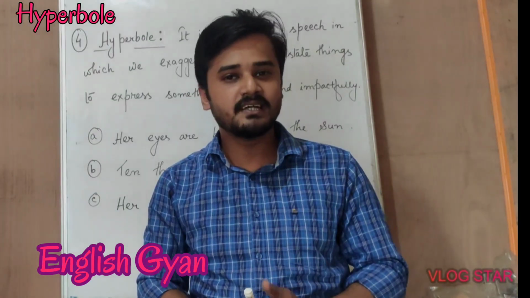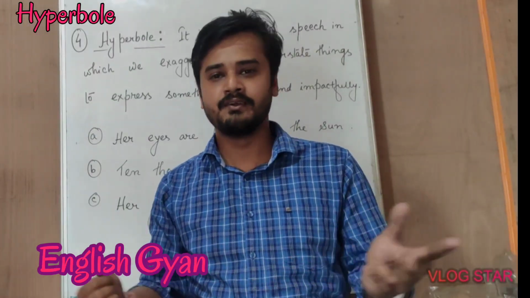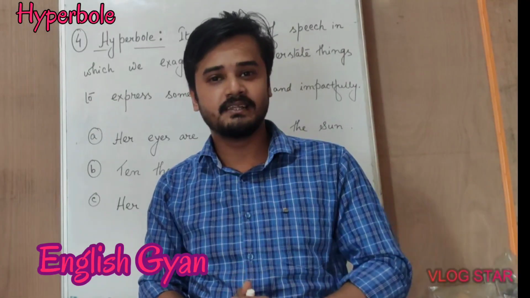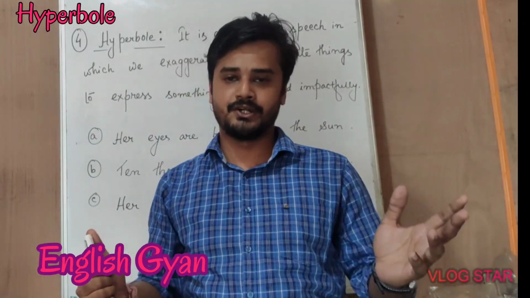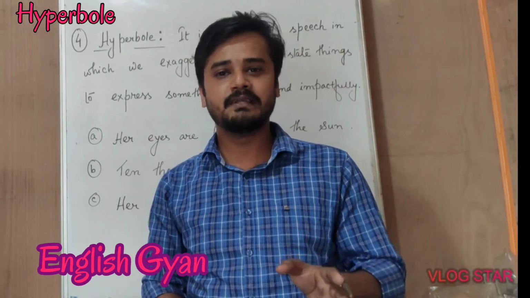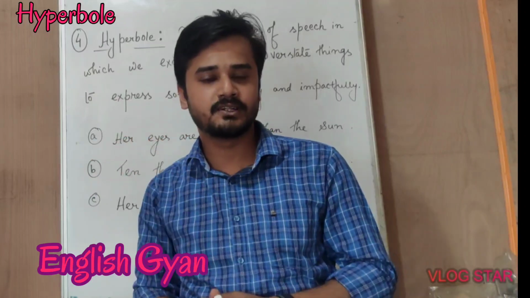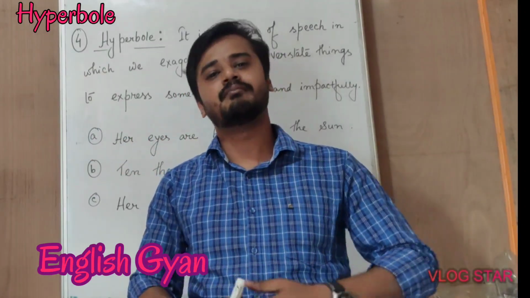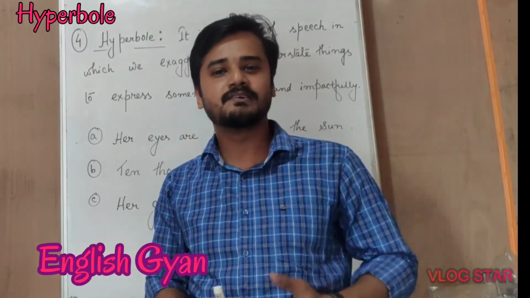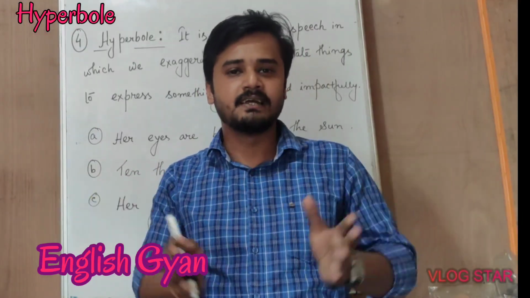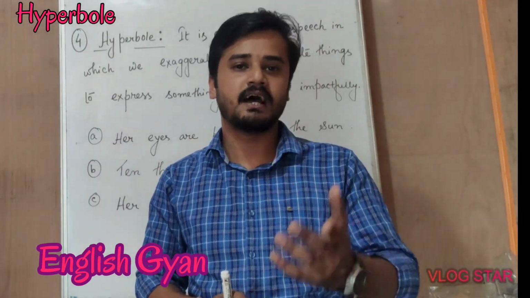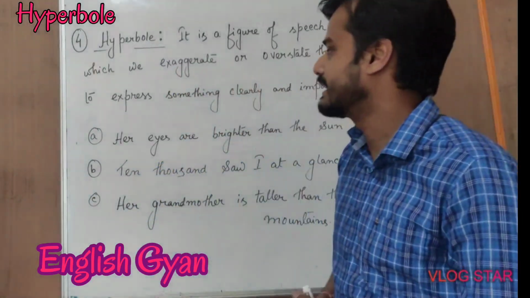Like if I say that I have lots of work to do, many works to do, we sometimes say that I have hundreds of works to do. It doesn't mean that I exactly have 100 works to do, but I mean to say that I have many works to do. So sometimes we exaggerate or overdo things, and this figure of speech is known as hyperbole. Now let's have a look at the examples.